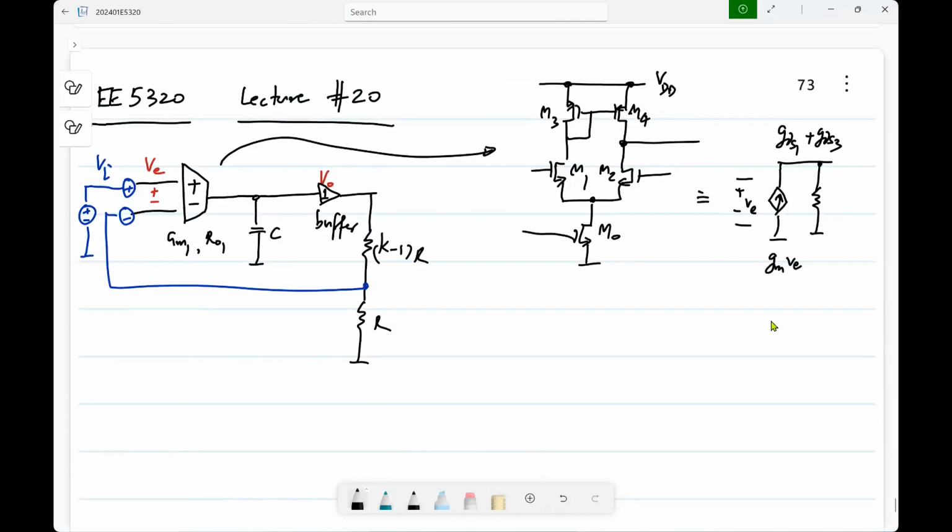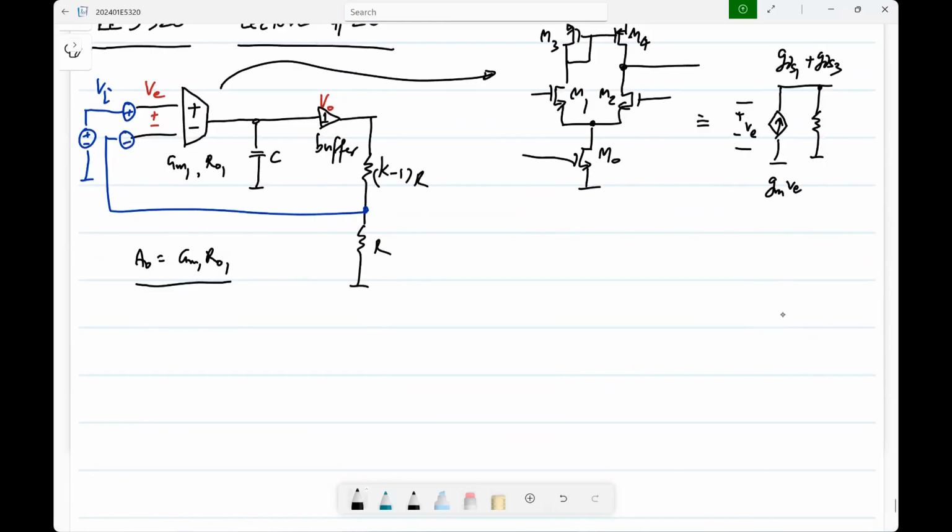Now, the larger the DC gain of the op-amp, that is, the DC gain of the op-amp is GM1 R01, the smaller the steady state error. Okay. This VE is nothing but the virtual short voltage. Ideally, it should be zero because of infinite loop gain in negative feedback, but in reality it won't be zero. Okay.